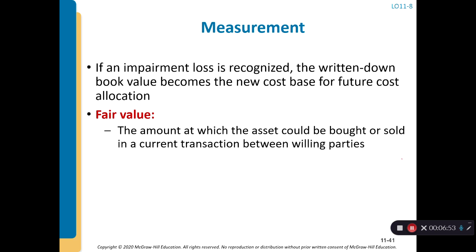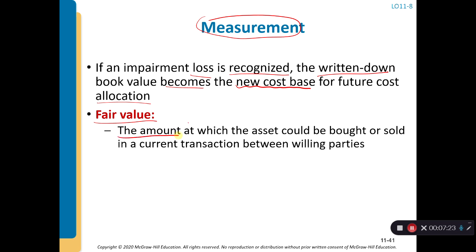Okay, so now I'm just further explaining what fair value is here. On measurement: if an impairment loss is recognized, the write-down of the book value becomes the new cost base for future cost allocation, right? Because you impaired, it's not recoverable anymore, so you need a new base. The new base will be the fair value of the asset at the time of your write-down.